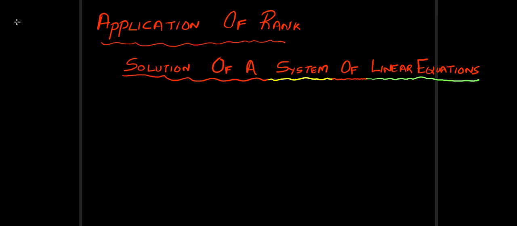Today we are going to learn about applications of rank. In the previous videos, we learned two different methods to find the rank of a matrix. The first one is called normal form or canonical form, and the second one was called echelon form. In normal form, we used both row operations and column operations while evaluating the rank. But in echelon form, we used only row operations to find the rank.